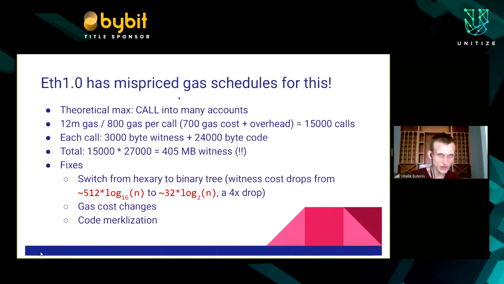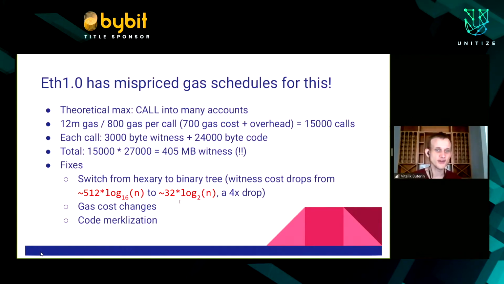And every call can call into a contract that has a really huge 24 kilobyte code. Plus, right now we're not even using an optimal Merkle tree. We're using a hexagonal tree instead of a binary tree. So the witness is 3,000 bytes instead of 600. So the total size is going to be 15,000 times 27,000, 405 megabyte witnesses, which is just horrible, right?